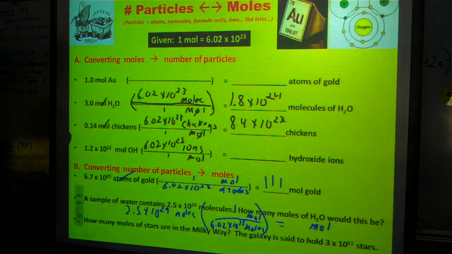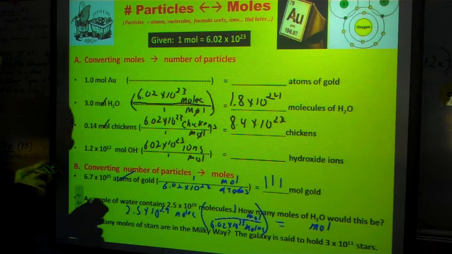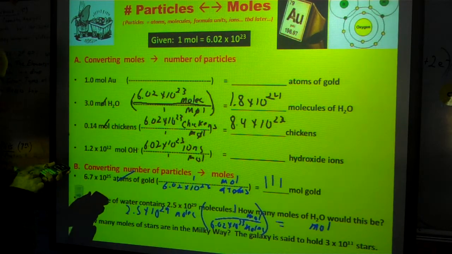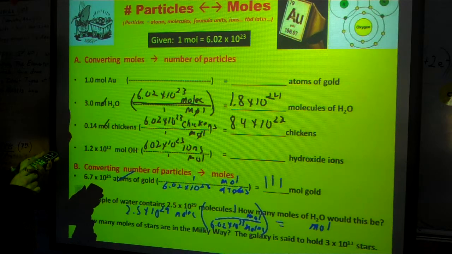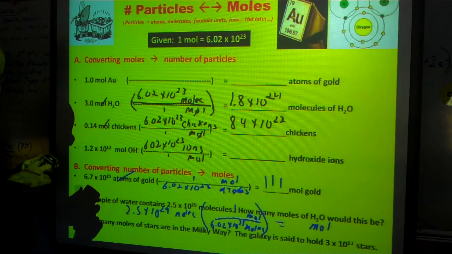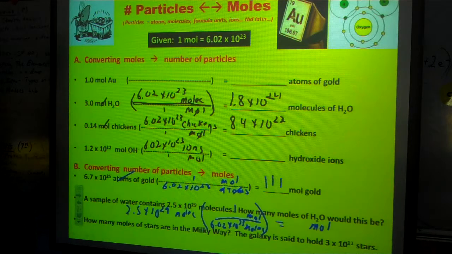And your answer should be something like, it's in the million, a little bit less than a million. 2.5 EE29 times 1 equals, divide by 6.02 EE23, and it's, oh boy, 415,000. 415,000 moles, that's a lot of moles.